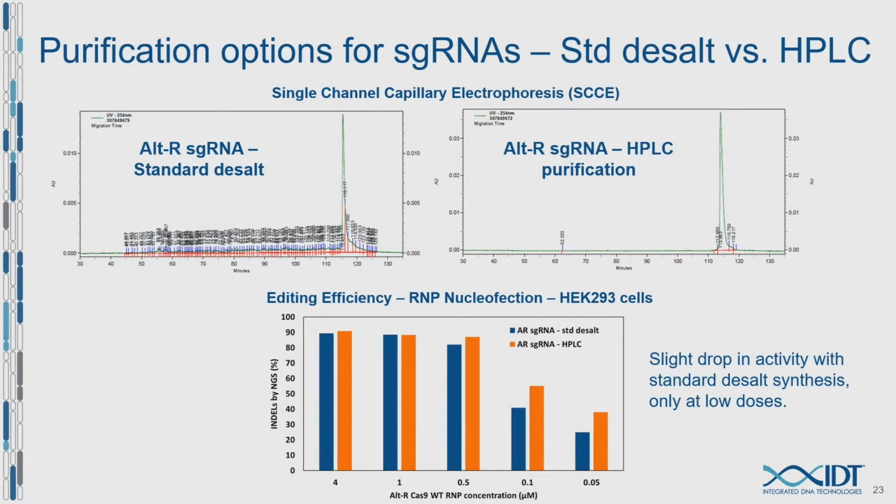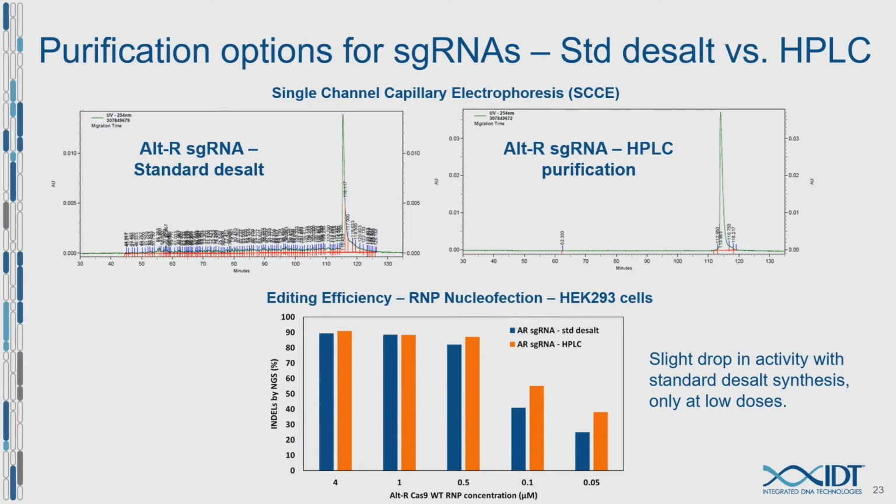And so this is actually really great because we get this question a lot of, should I be using standard desalt? At what level do I switch to HPLC? And I just wanted to let you know that we can do both. Again, the standard reagent you would get on our website is standard desalt, but we can also offer HPLC purification of single guide RNAs, which is going to get you to then near 100% full-length product.